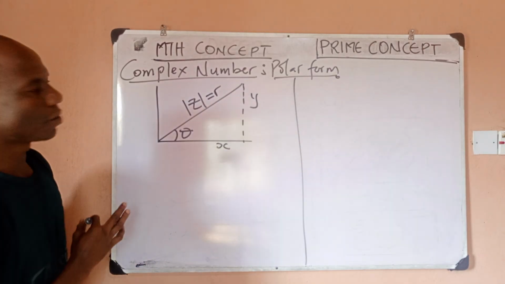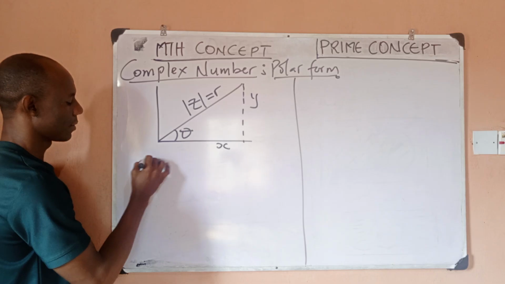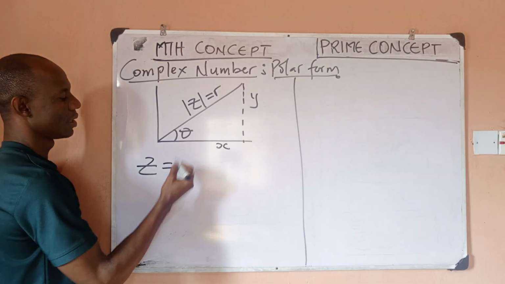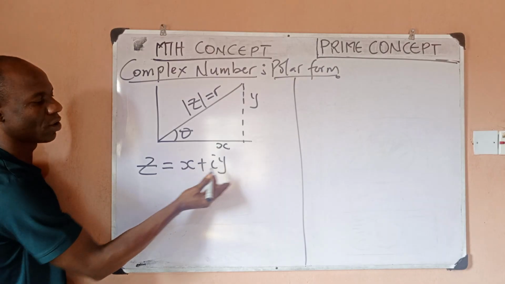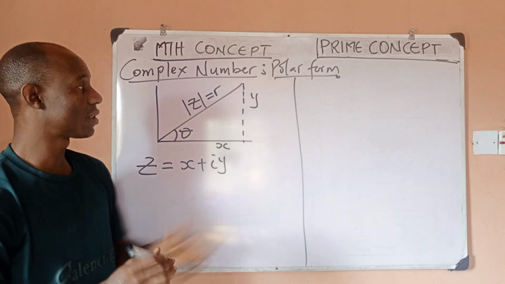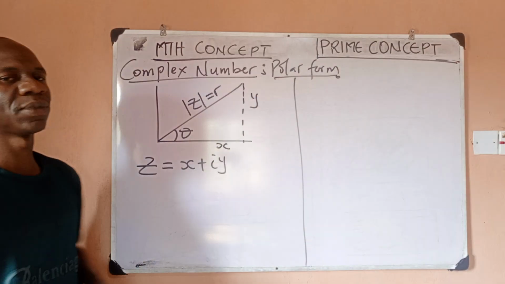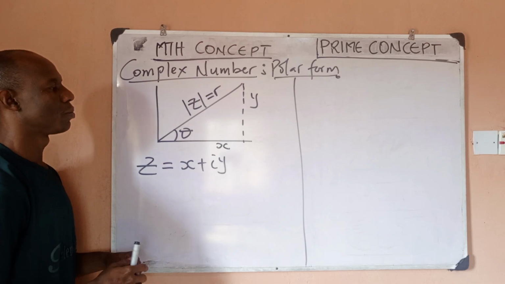Now, the standard form of representing complex number is z equals x plus i y. This is the standard or Cartesian form, but we want to consider the polar form. How do we represent complex numbers in polar form?